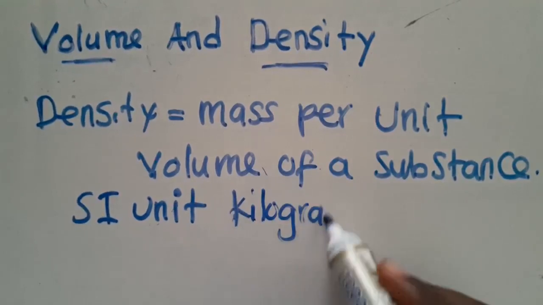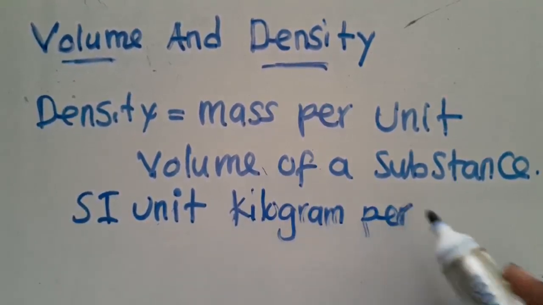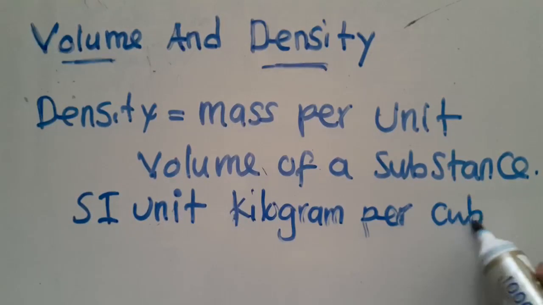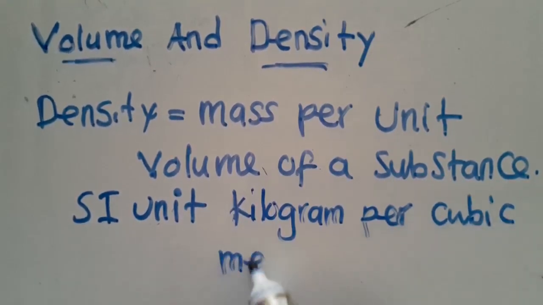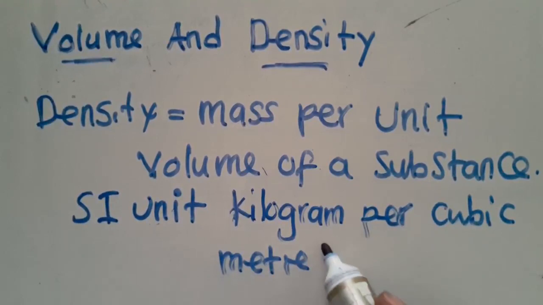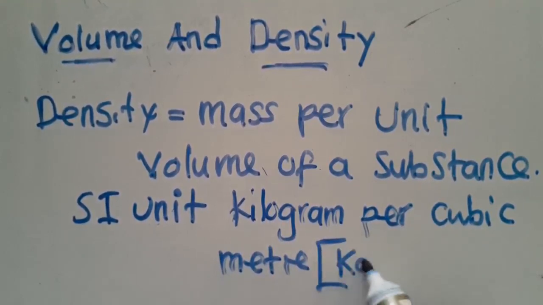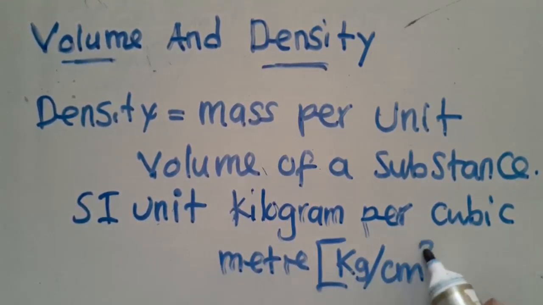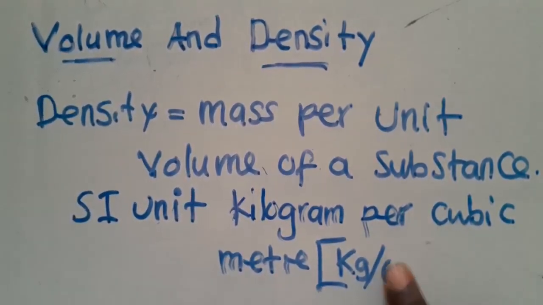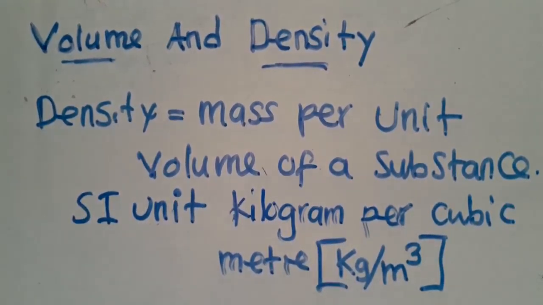per cubic meter. Which is like this. Kilogram per cubic meter. Like this, cubic meter. Not centimeters, meters. This is the SI unit for density. The SI unit is kilogram per cubic meter.